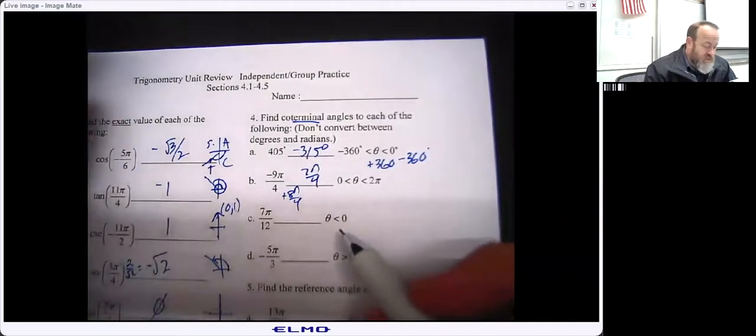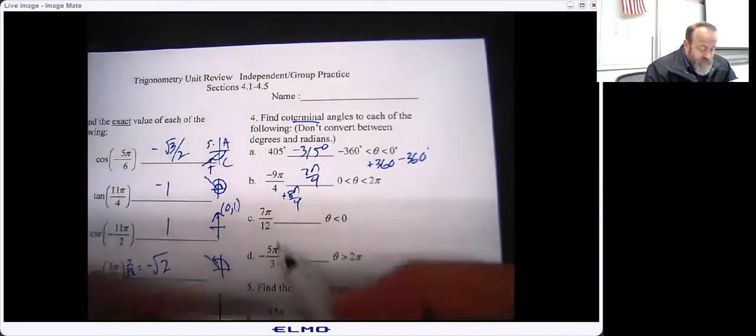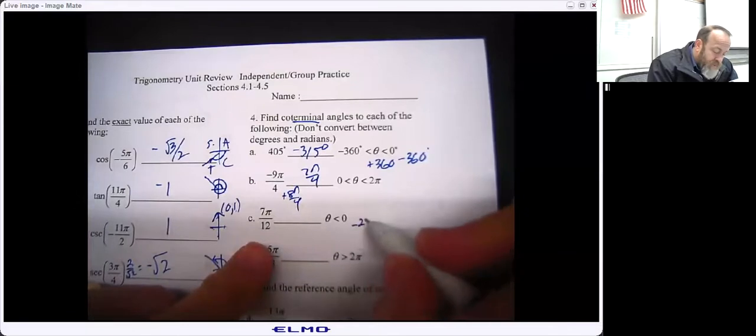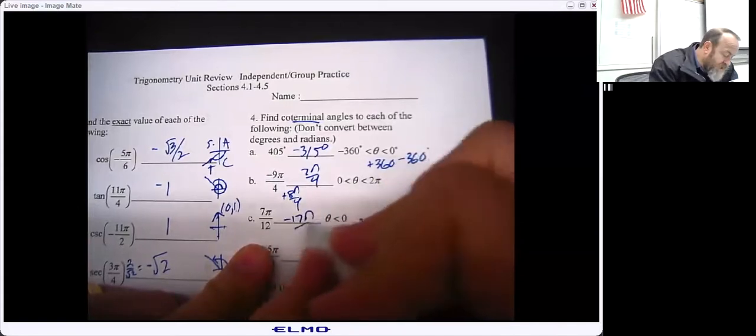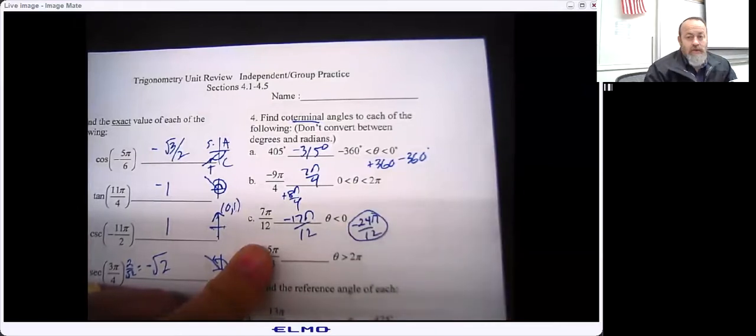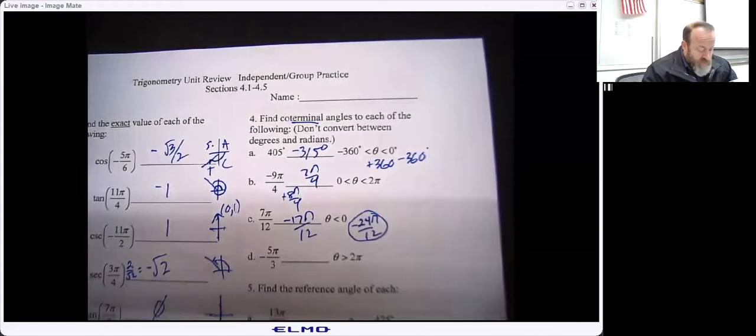And now this just says, give me one that's negative. So I'm going to go backwards 2 pi by counting by 12s. So if I went backwards, that'd be negative 17. Again, remember, rotating 2 pi or 360 degrees is just doing a full circle. You're still going to land in the same place.